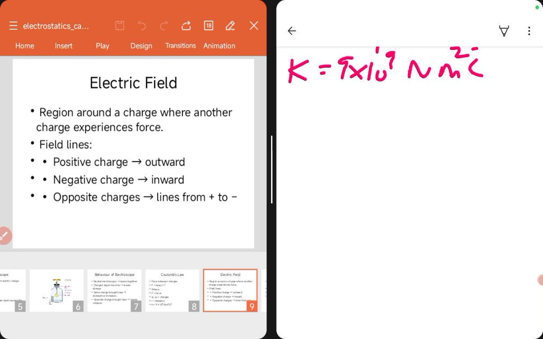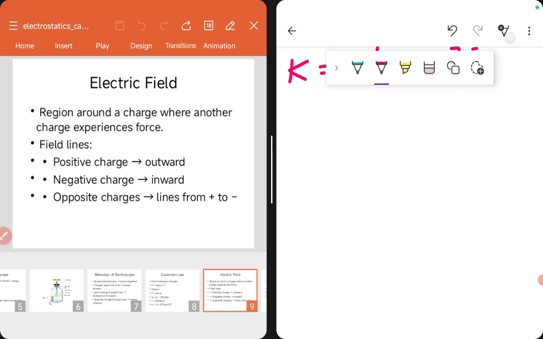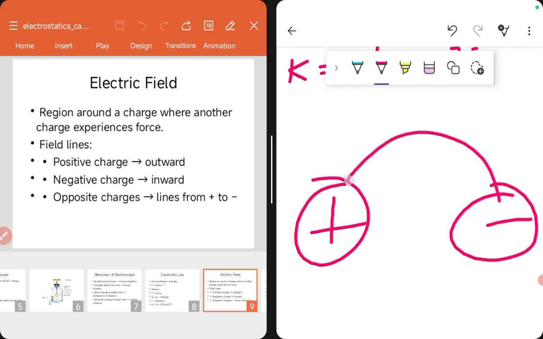So the field lines move from positive to negative. That's a convention. Actually, that's not how electrons move. Electrons move from negative to positive. But just by convention, the field lines move from the positive charge to the negative charge. So the direction will be from positive to what? To the negative. These lines are called electric field lines, and they are imaginary lines drawn in such a way that they show the direction of the field.